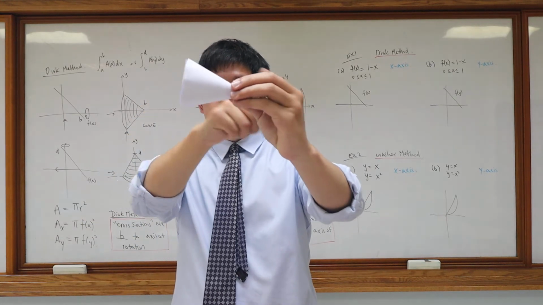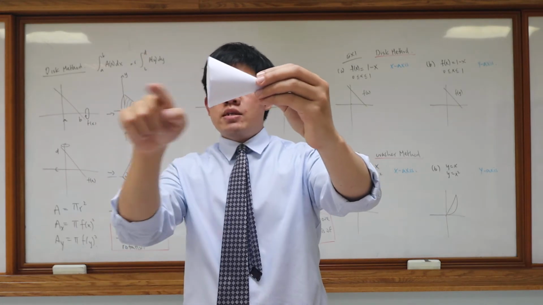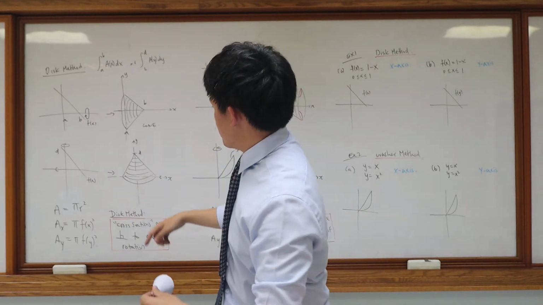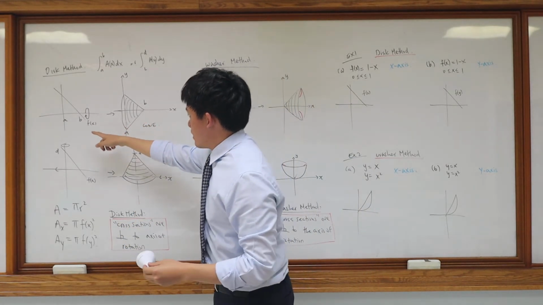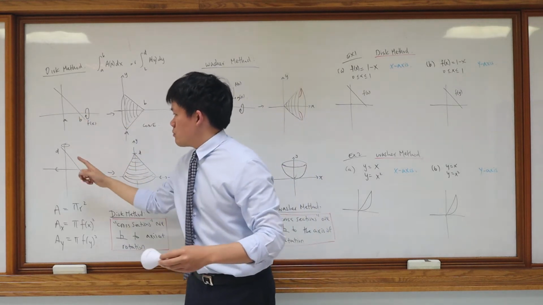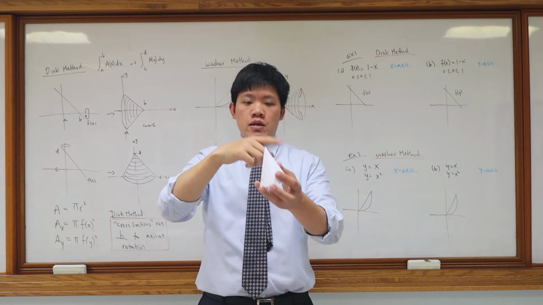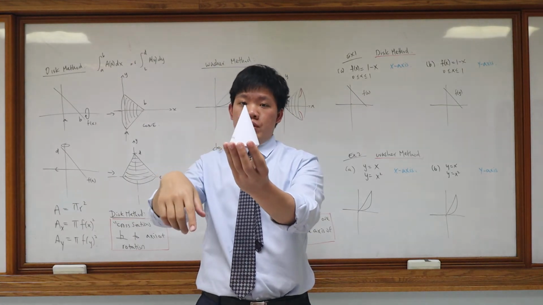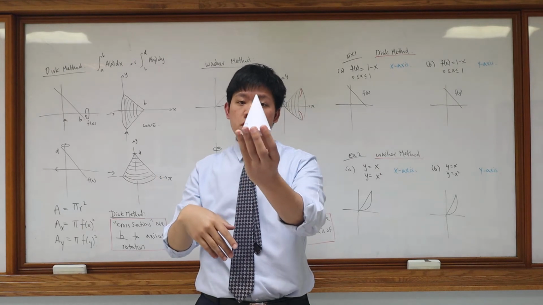So this is my function. This is my y-axis. This is my x-axis. I rotate, I get a cone. Okay, so it looks like a cone. So if you rotate around the x-axis, you get this. It looks like a cone. Now, if you use the same diagram, you're rotating this way, and this becomes my y-axis, this is my x-axis, I still get a cone. But the way that you look at it is going to be different.